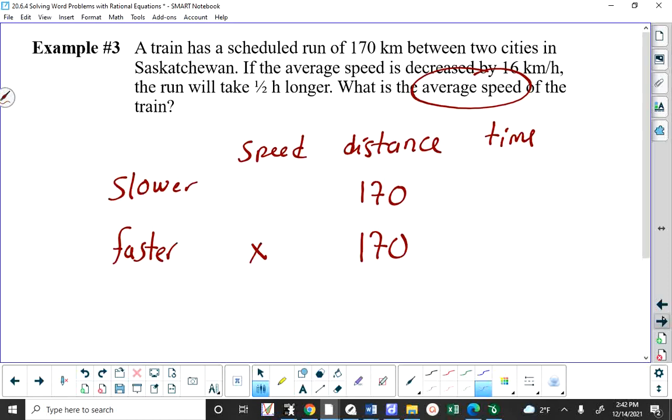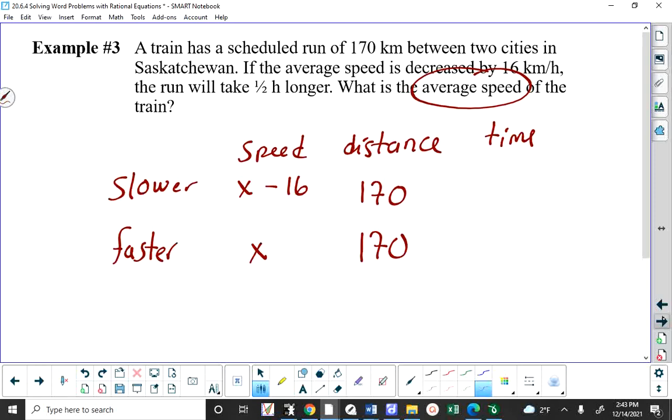Now you need to complete that column, but you need to complete it in terms of x. So what are we going to put for the slower speed? Isaac? x minus 16. So to recap, you fill in one of the columns with numbers that are given in the question, with actual information, not unknown quantities. You fill in the other column in terms of a variable that you're trying to solve the problem for.